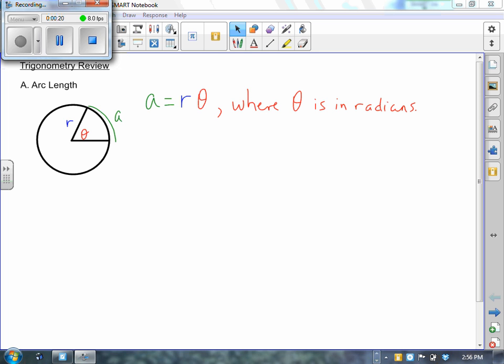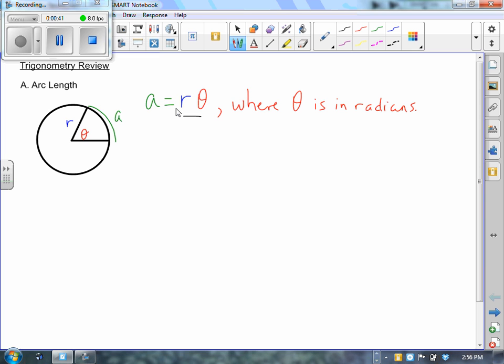Now, if you take a look at the diagram provided, we see that there's a relationship between the length of the arc A, the angle that's opposite that arc, as well as the radius. And that relationship is that arc length is equal to the radius multiplied by the angle theta. And it's very important that theta is in radians. Okay? You might be wondering what exactly is a radian.